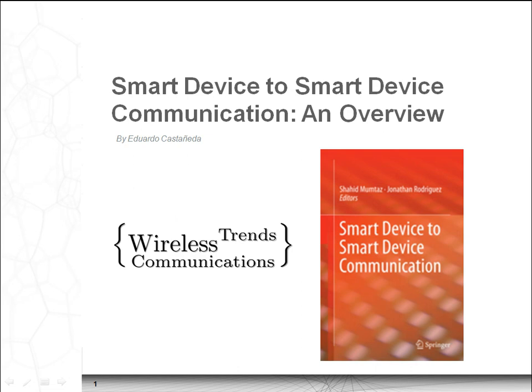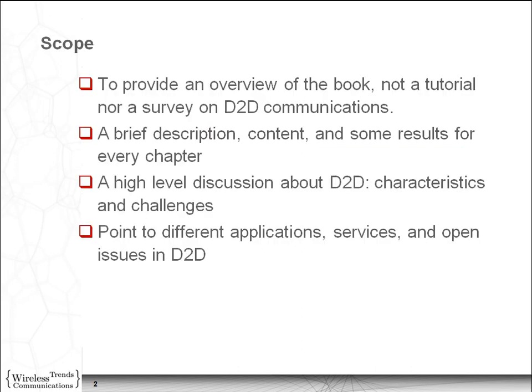This is an overview of the book Smart Device to Smart Device Communication. The idea of this video is to provide an overview of the book. This is not a tutorial, it's not a survey on D2D. Mainly we want to discuss the content of the book, which are the main characteristics of D2D that are addressed in the book, and also the challenges that each one of the chapters is presenting, and obviously just to give a general idea of which kind of applications and services and open issues we have for D2D.